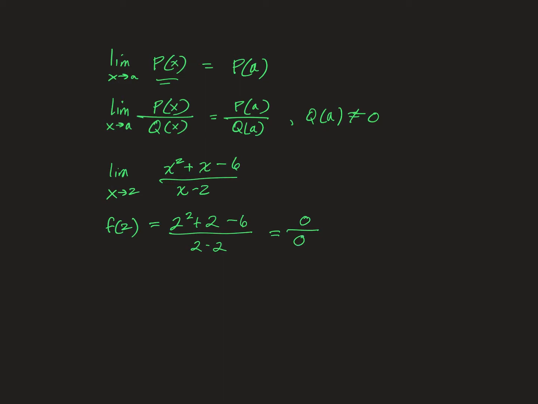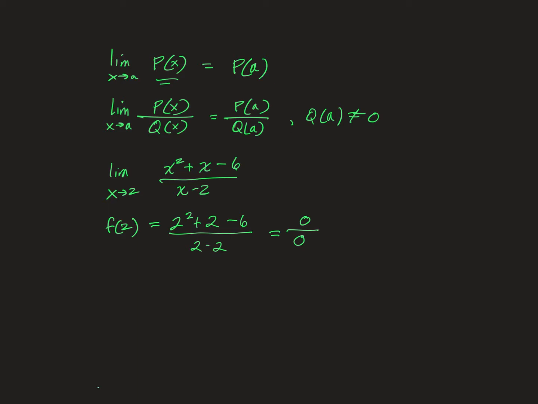Now note, 0 over 0 is not 1, nor is it 0. It's actually what we call an indeterminate form, and you'll hear that word mentioned throughout the course. 0 over 0 is an indeterminate form. So we're going to have to do something to change the form in order to find the limit. And so this is where we use factoring. That's the technique here.